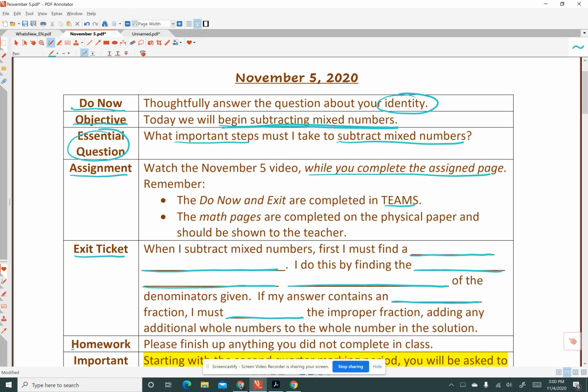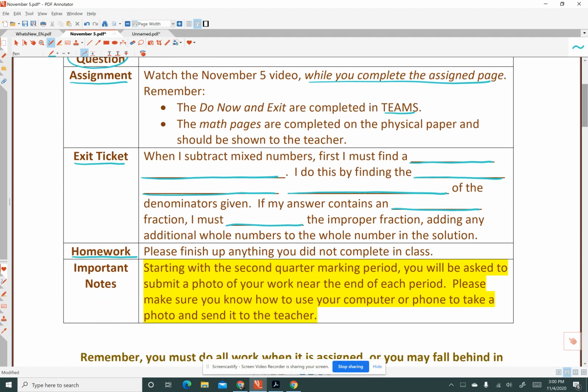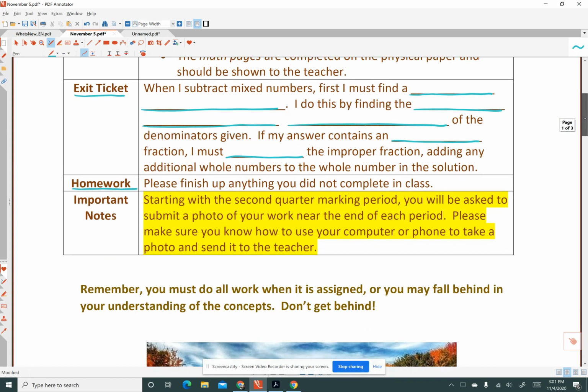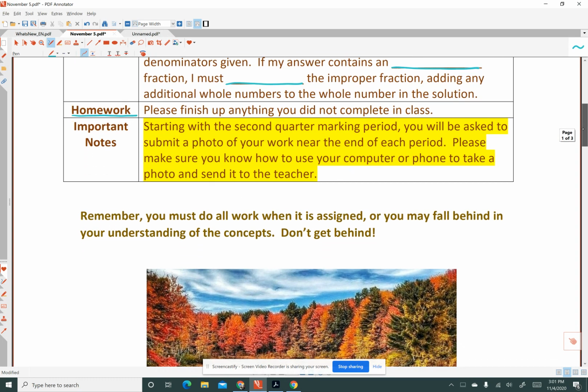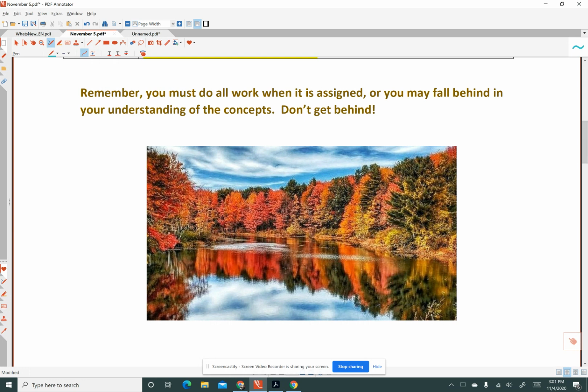For homework, please finish up anything you did not complete in class. And I want you to know that starting with second marking period, I will be asking you to submit your work through photographs that you can take using your computers. So make sure you know how to do that. You could use your phone if you'd rather do that than your computer, but you'll be taking pictures and sending me your work that way so I can see your work product. So let's not get behind in our work when it's assigned, because that's not a good feeling to be behind.